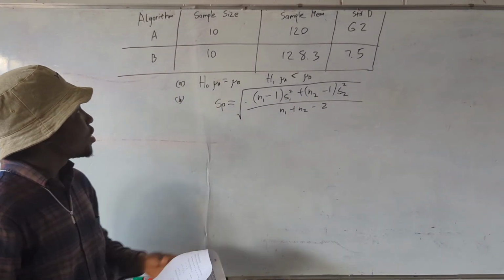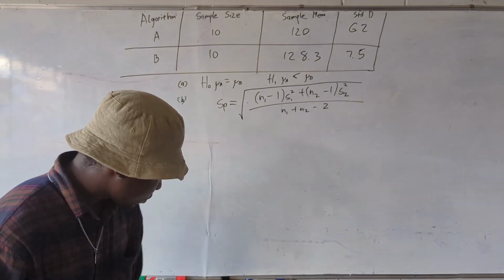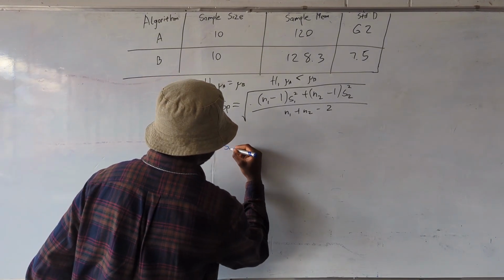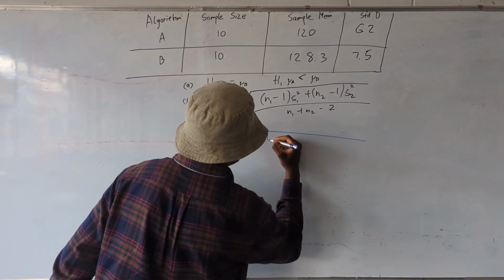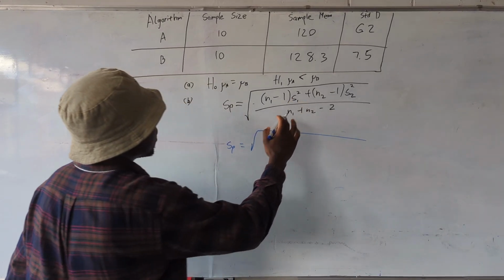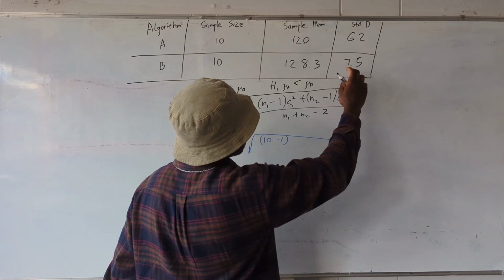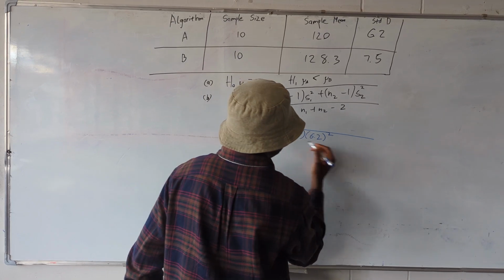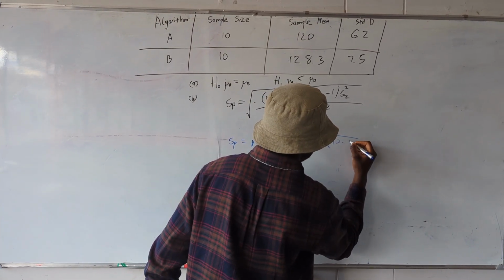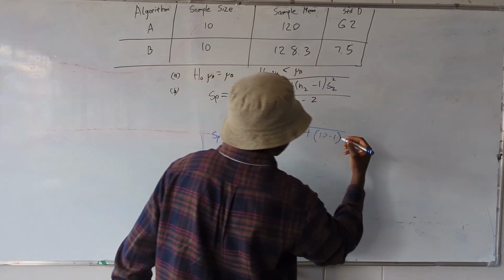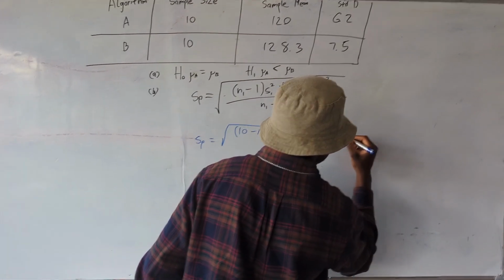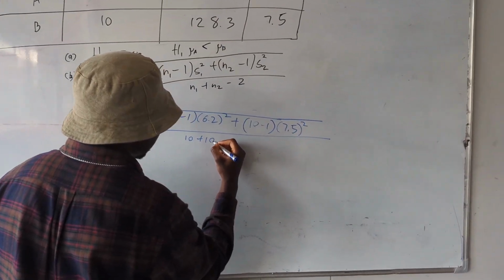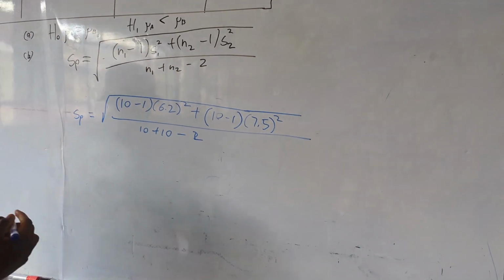N1 is 10. So I say Sp is the square root of (10 minus 1) times S1 squared, where the standard deviation for algorithm A is 6.2, so 6.2 squared, plus (N2 minus 1), again 10 minus 1, times the standard deviation for algorithm B, which was 7.5 squared, all of this over 10 plus 10 minus 2.